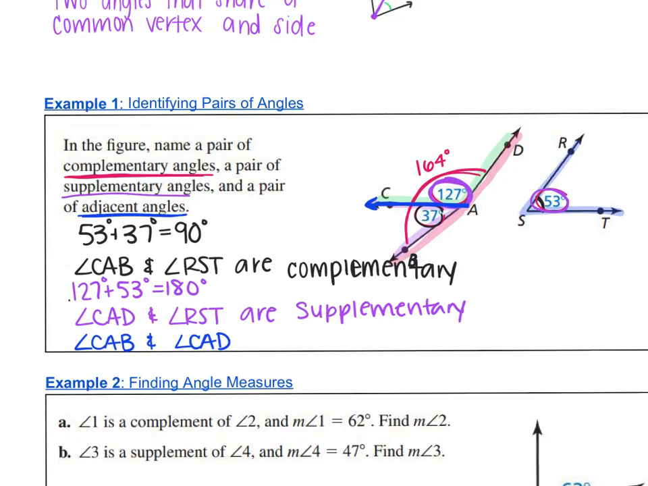Notice they share the same vertex. The vertex is always the middle letter, so A and A, that's right. So those two are adjacent angles. Adjacent, supplementary, and complementary are three different ways we can classify angles and pairs of angles.